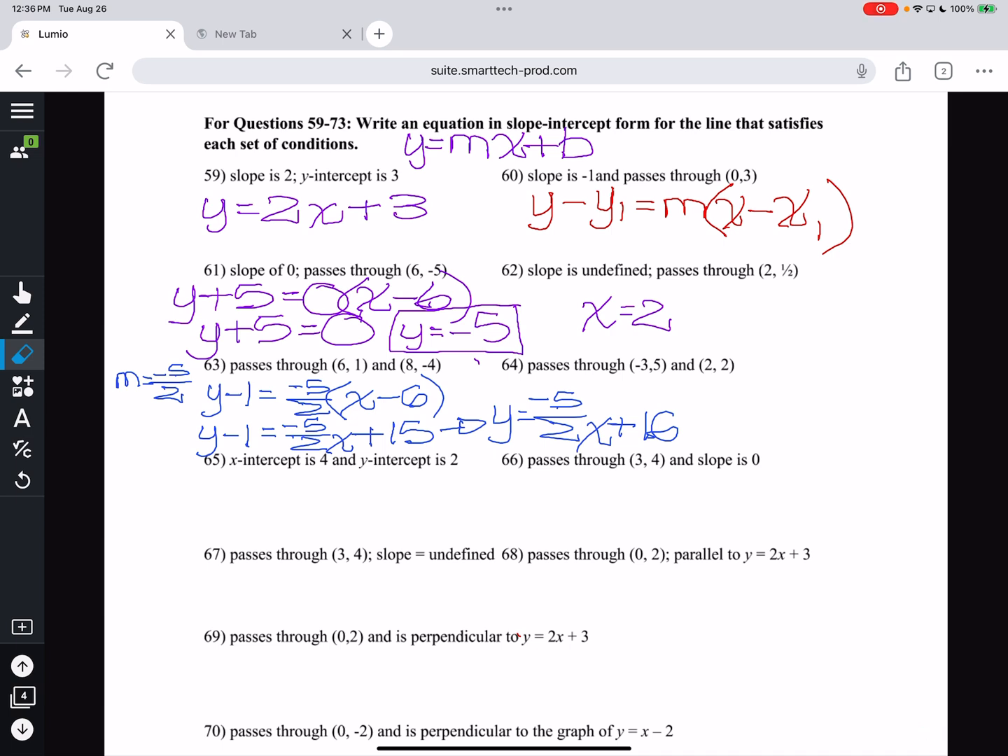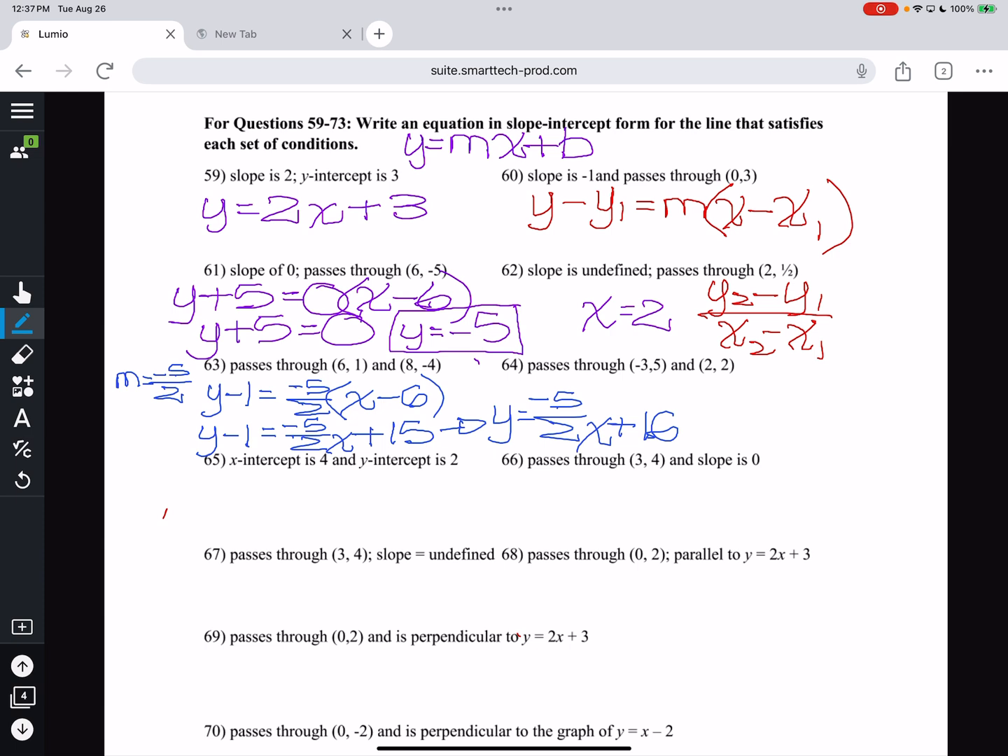All right, 65, we got nothing. I mean, there is no slope. There are no ordered pairs. So what do we do? We are told that there's an x-intercept of 4 and a y-intercept of 2. We don't have graph paper. We can't do that.